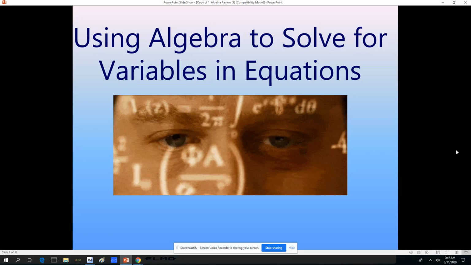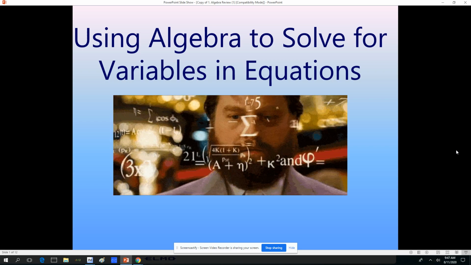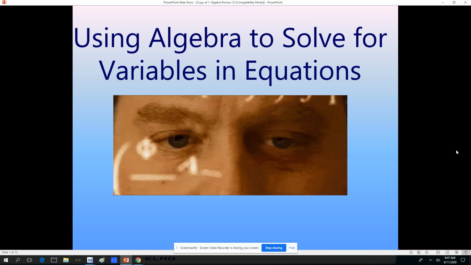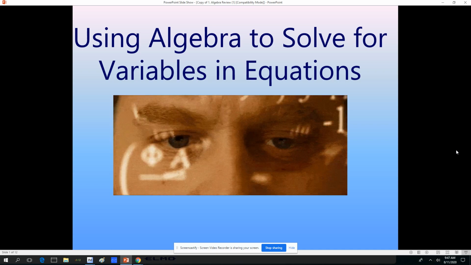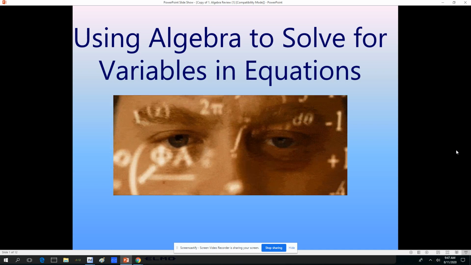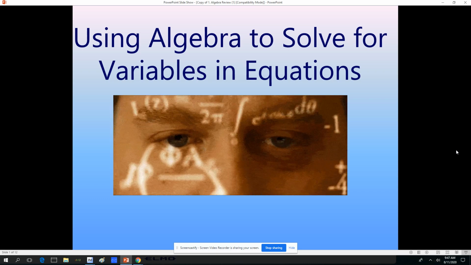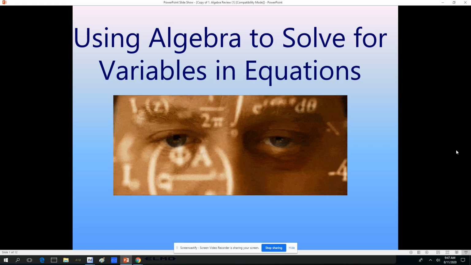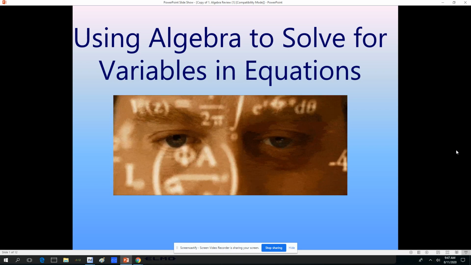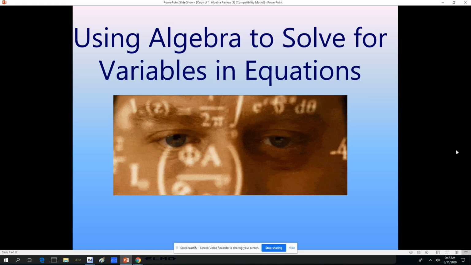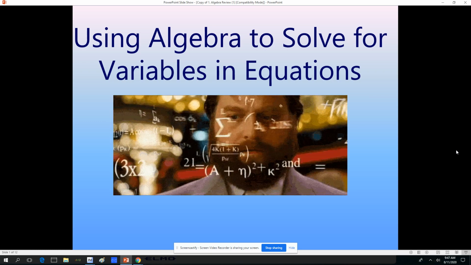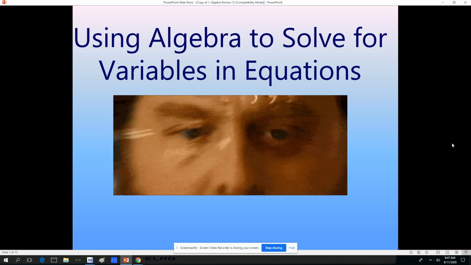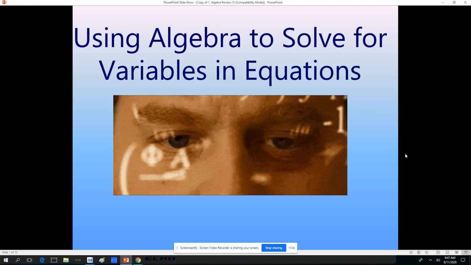This is Ms. Cook. Today we're going to be using algebra to solve for variables in equations. It's going to be very important to us in physics because there are quite a few formulas that we're going to be using, and those formulas are jam-packed full of variables, and the formulas themselves can't be changed. So if we're interested in one variable, we need to be able to manipulate the formula to get to that variable, because the formula is basically a mathematical model of known relationships in the universe. So we need to be very careful about how we do that.